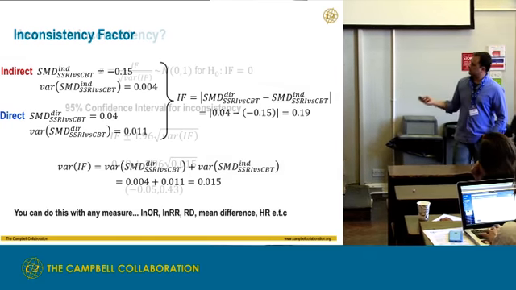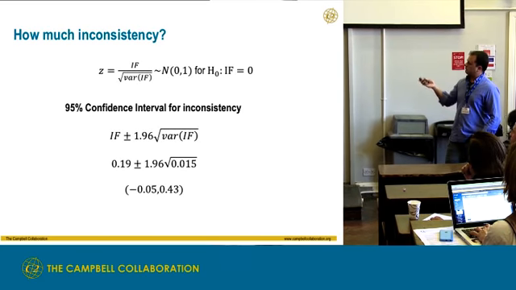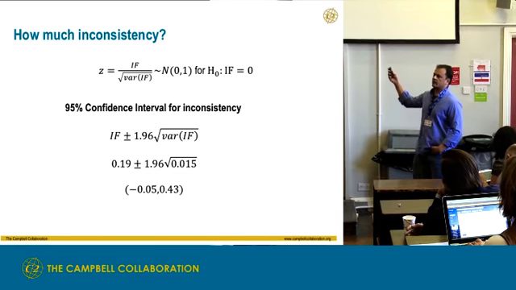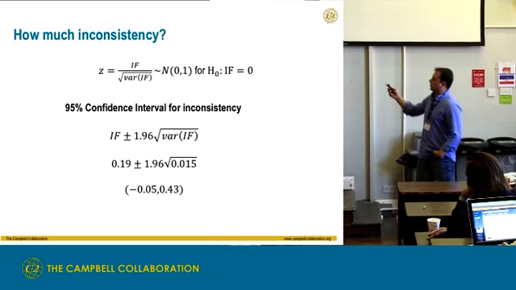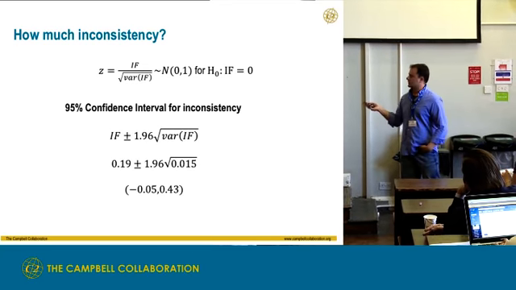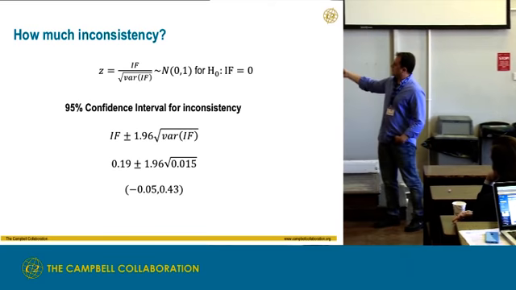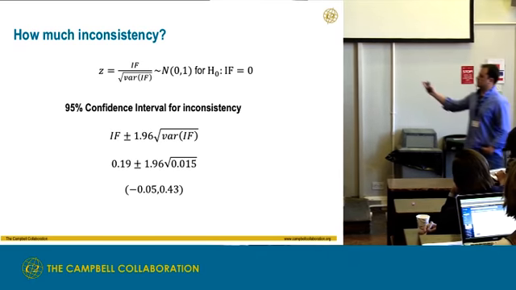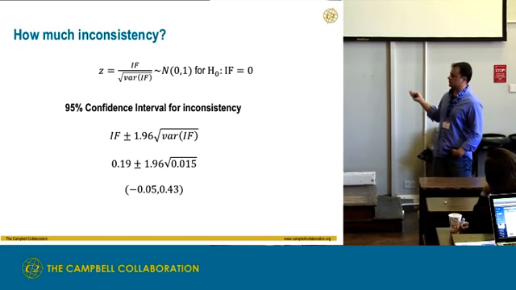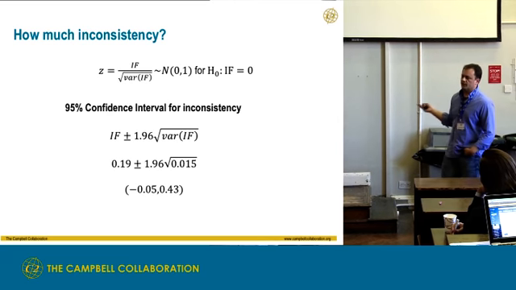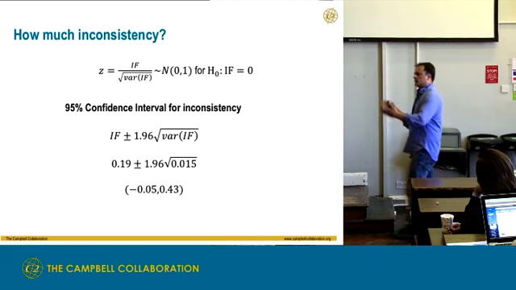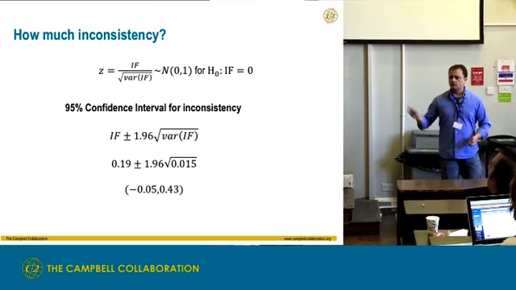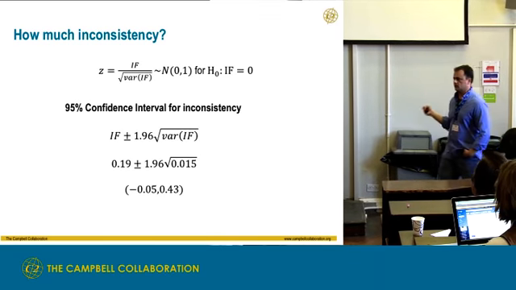And we have a z-test to test the hypothesis that the inconsistency factor is 0. Also, we can create a 95% confidence interval. So in this example, the difference between direct and indirect evidence lies from minus 0.05 to 0.43. So it includes 0. That means that direct and indirect evidence are in agreement. So I do that for every closed loop in the network. Was that clear?